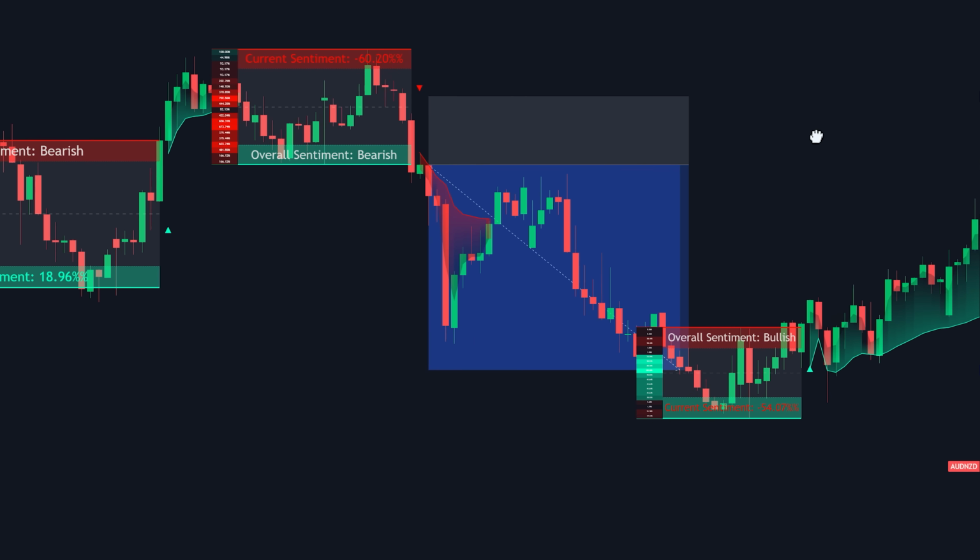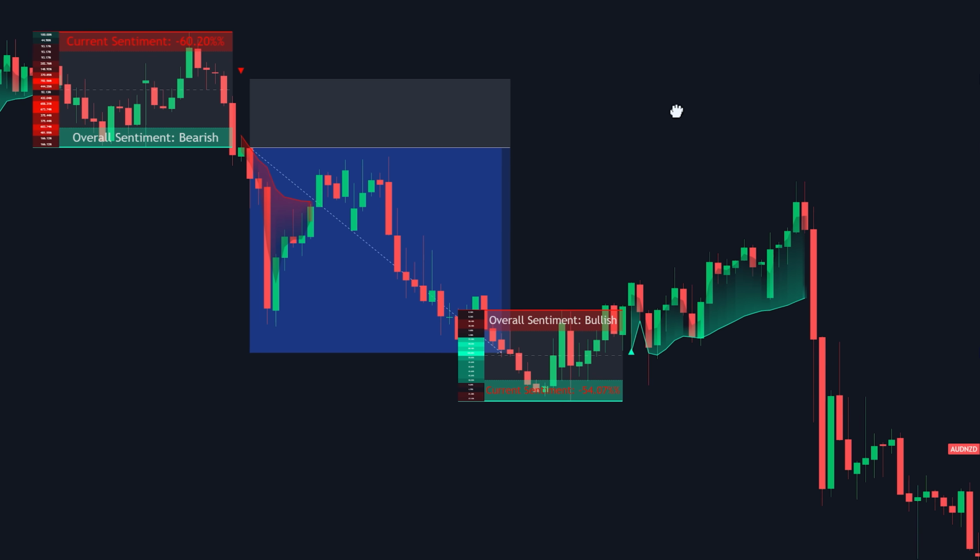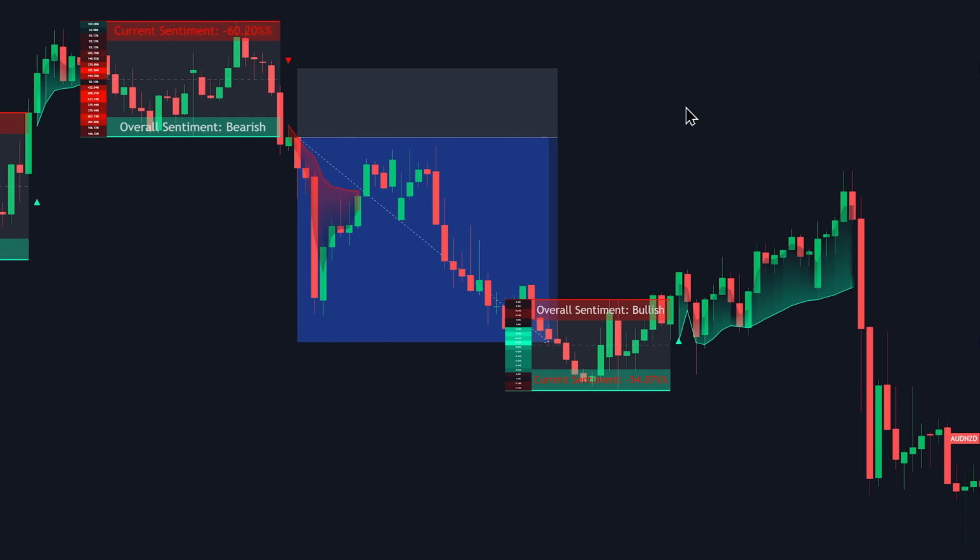Again, the rule is simple. Trade the breaks that match the participation inside the box and keep risk tight around the structure the indicator gives you.